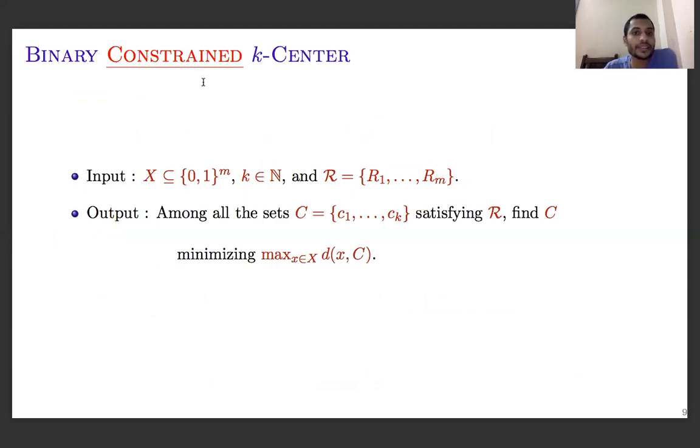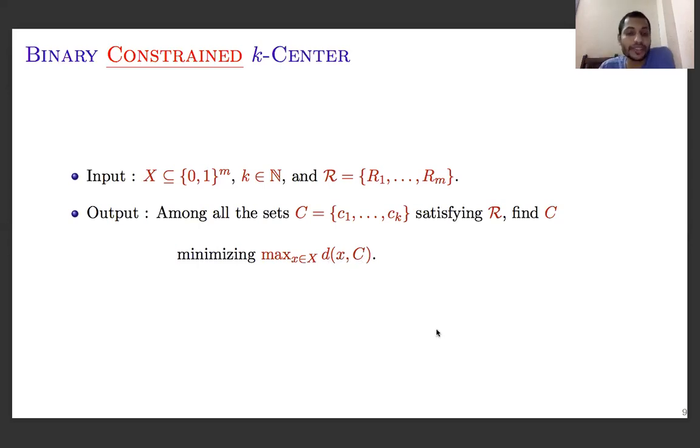Now the binary constraint k-center problem is the following. Given a set X of n vectors of length m, an integer k, and a set of k-ary relations, m of them are given. Among the set of centers C1 to Ck satisfying R, find C minimizing the maximum over x in X of the distance between x and C, that is, the distance of x to the closest vector in C.